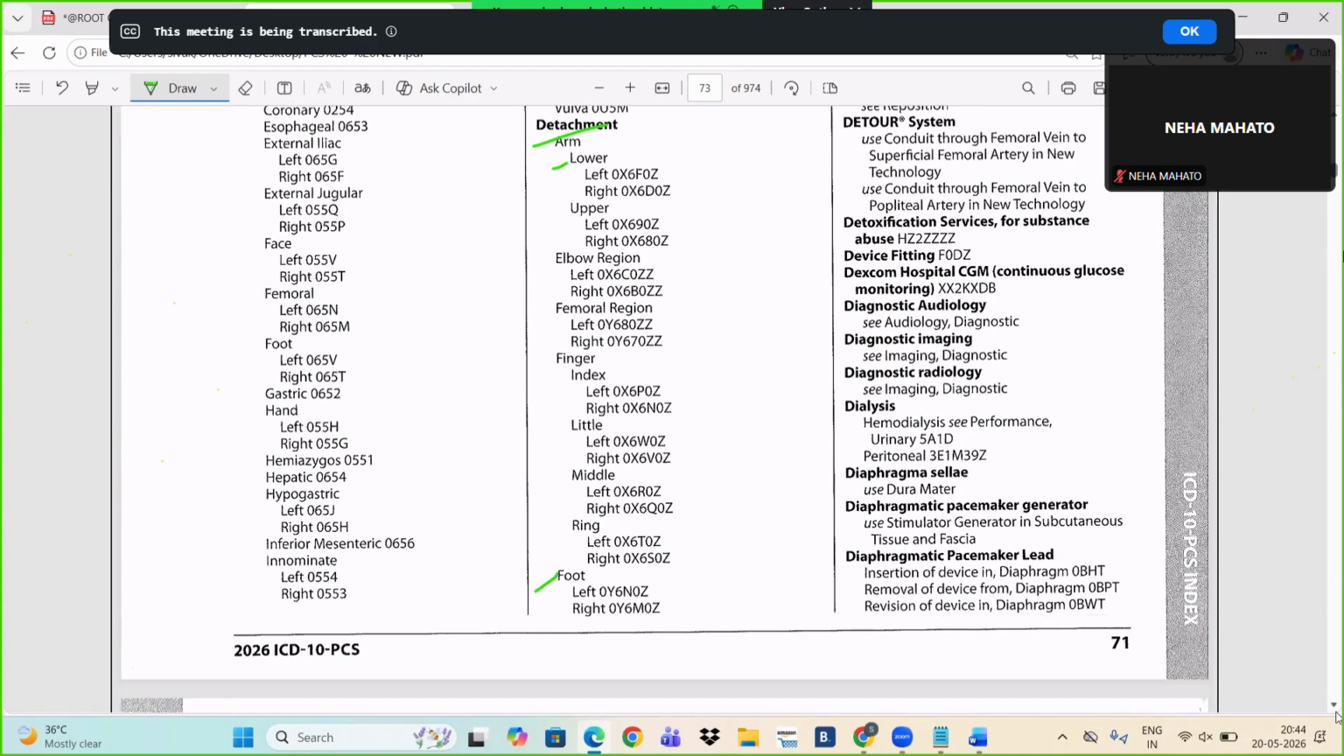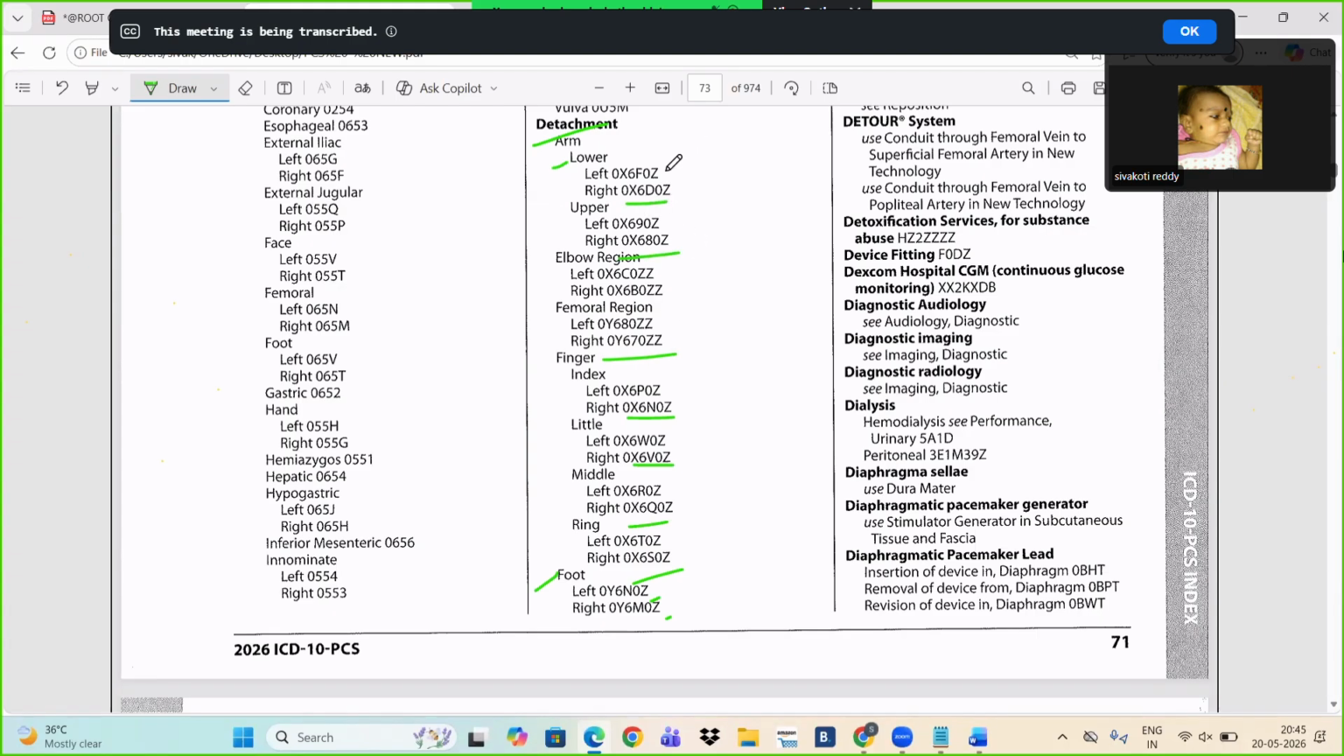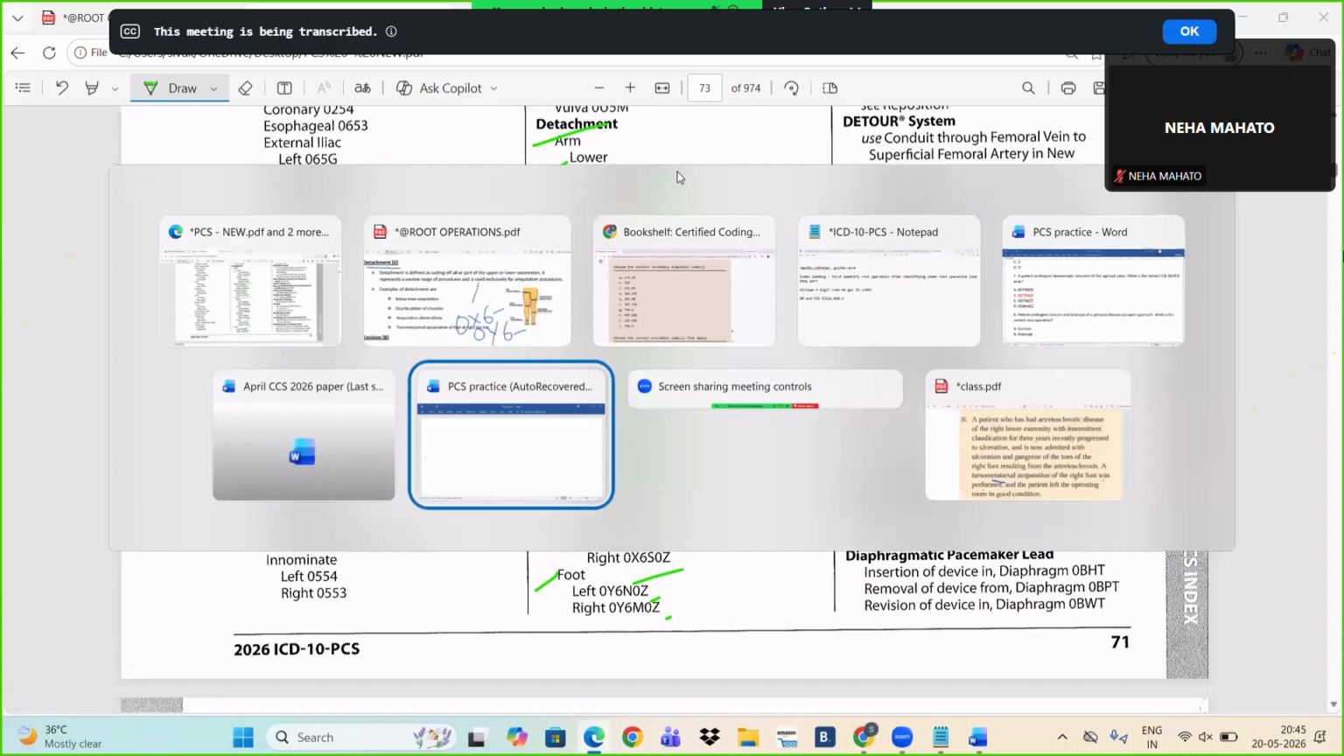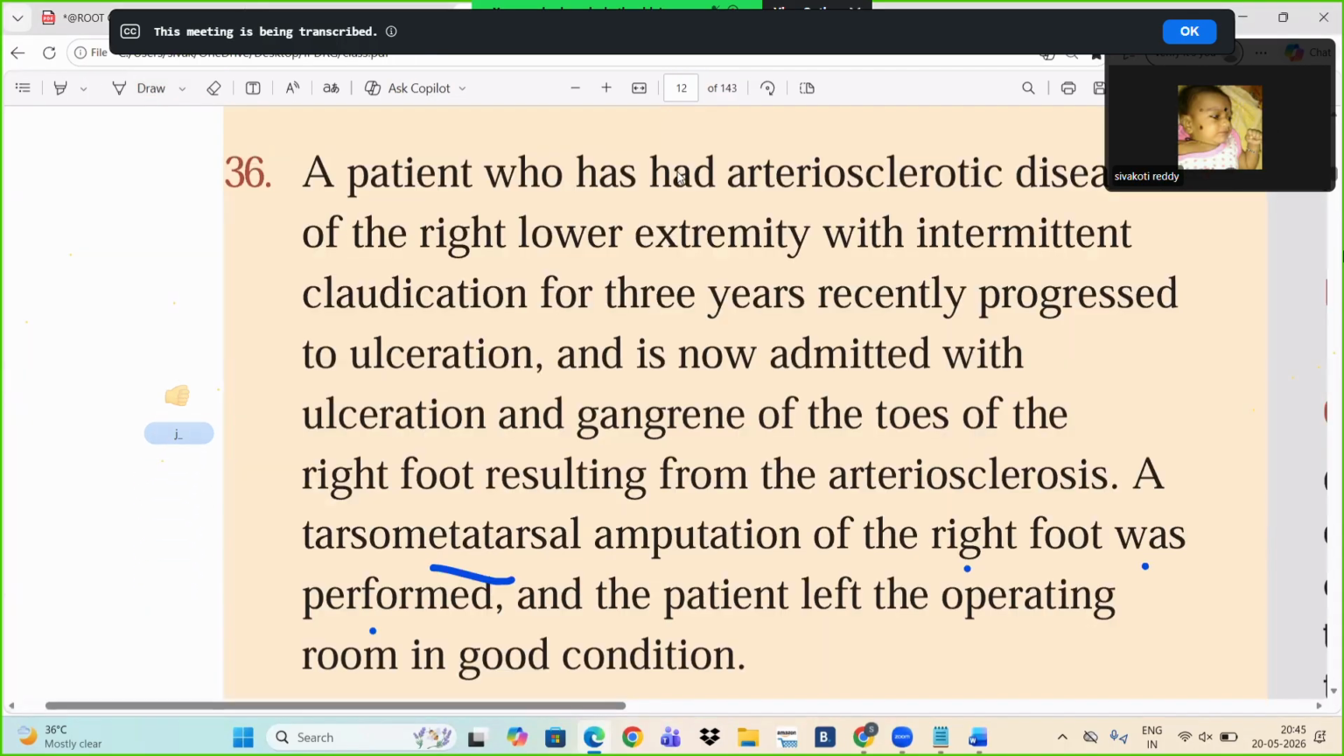And a minimum six-digit code you are getting in the index only, because detachment is performed only in an open approach and they don't place any device. So they give the 6-digit code beside the entry. Six digits you get in the index itself, correct? Just we need to identify the qualifier in the detachment. Got it? Identify the code for this procedure.